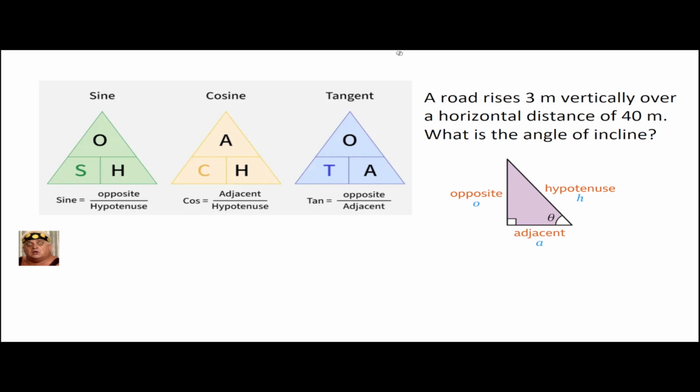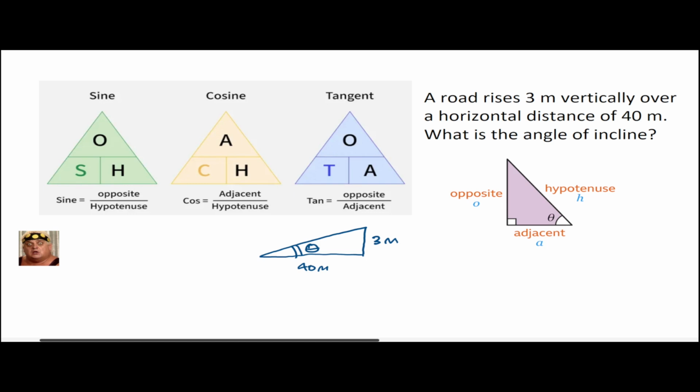In video 2, we do lots and lots of examples. In this one, a road rises vertically over a horizontal distance of 40 meters. What is the angle of incline? Okay, well, if this is the ground, sort of sea level, and it rises 3 meters over a distance of 40 meters, what's the angle? So in other words, we're finding theta.